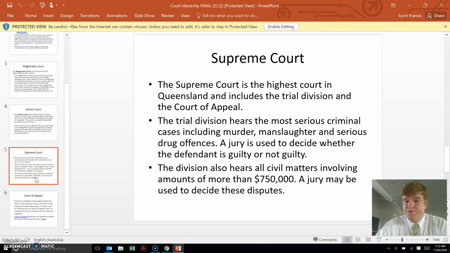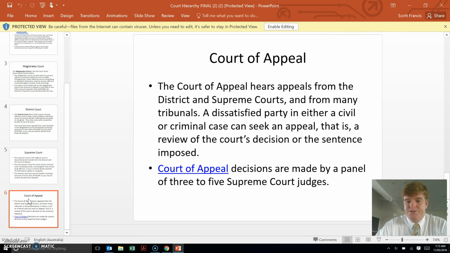We then go to the Supreme Court, the highest court in Queensland. It also includes the Court of Appeal. So it hears the most serious criminal and civil matters. The Court of Appeal, which is a panel of 3 to 5 Supreme Court judges, hears appeals from both the Supreme Court and the District Court.